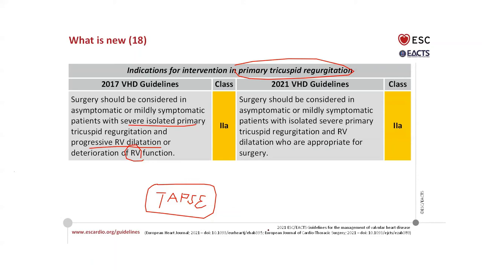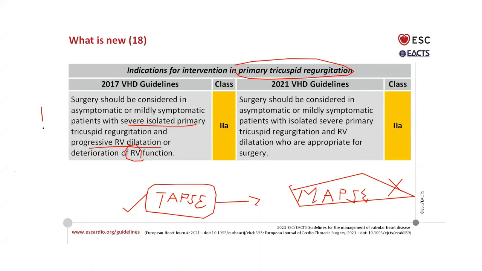When we compare TAPSI to MAPSI, there is MAPSI, by the way, which we are never using. MAPSI is mitral annular plane systolic excursion. This is tricuspid annular plane systolic excursion. Now, MAPSI is out of use for a reason, and TAPSI is in use for a reason.